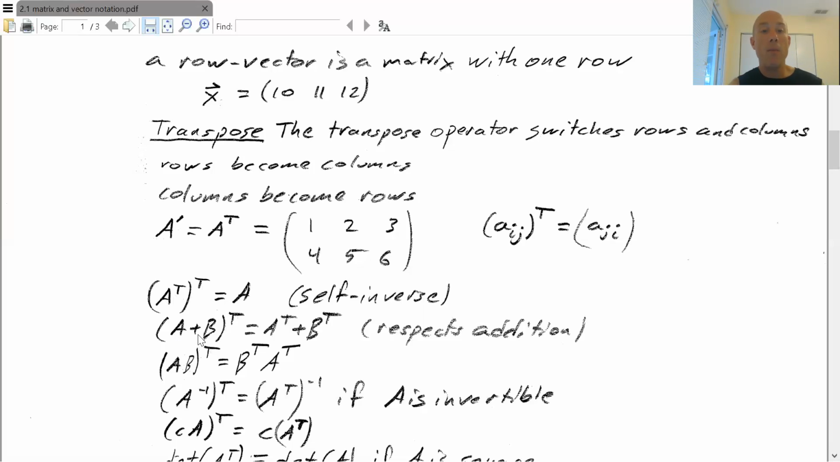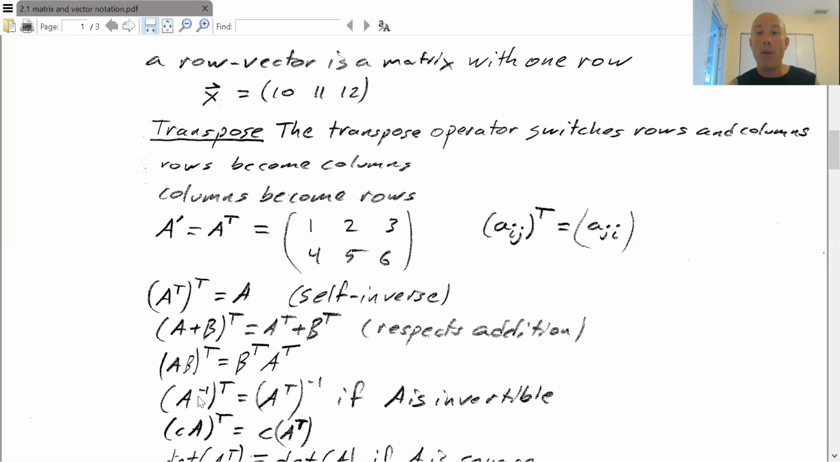Now, if I take A plus B, and then I take the transpose of the whole thing, that's the same as transpose A plus transpose B. It respects addition. Now, here's one that might surprise you. If I take the transpose of A times B, and we haven't talked about matrix multiplication yet, but this is an important one, and this will come up later down the road. The transpose of A multiplied by B, the whole thing, is equal to the transpose of B times the transpose of A. You can see that the order became switched.